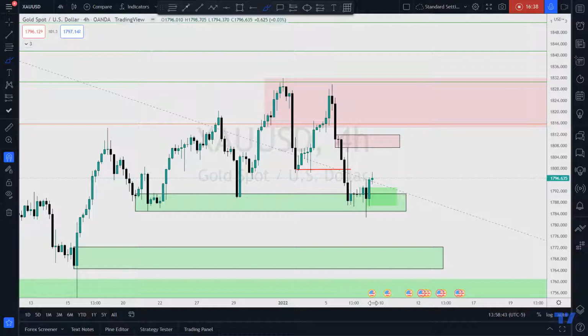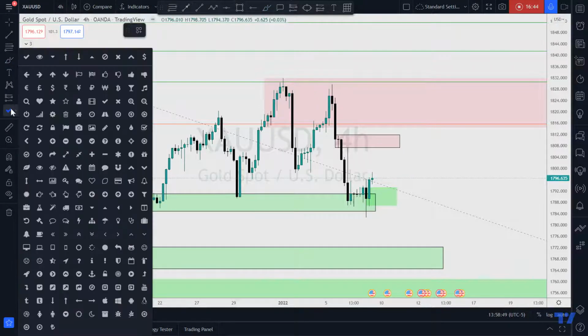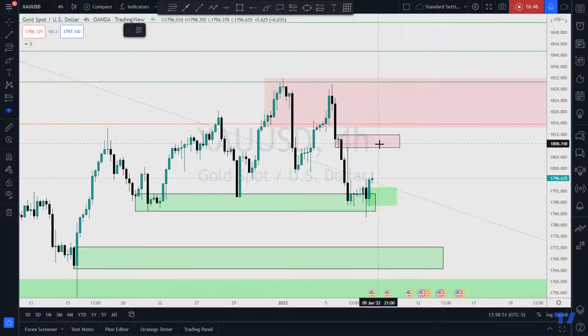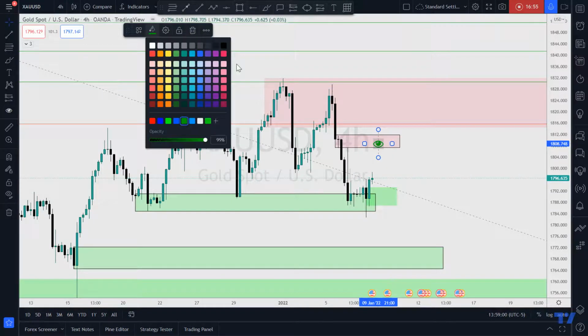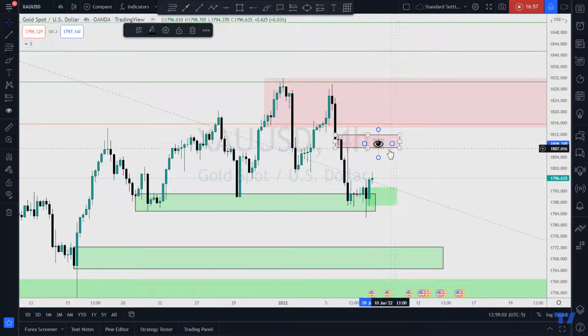Can I give you the areas that we're going to be watching really quick? If I can just do this quickly. I'm going to be looking here. I'm going to look here.